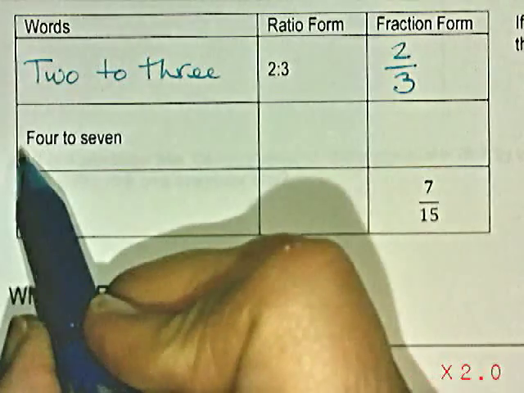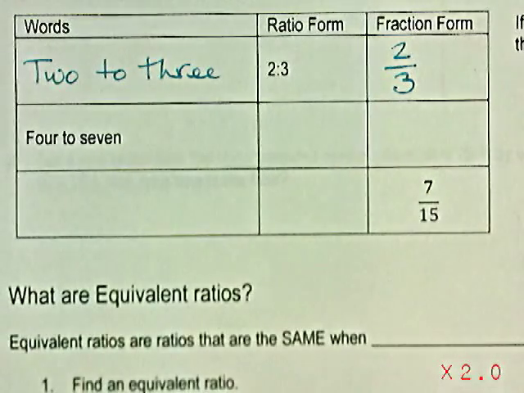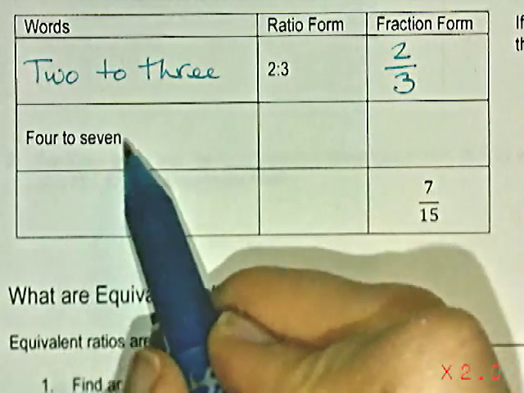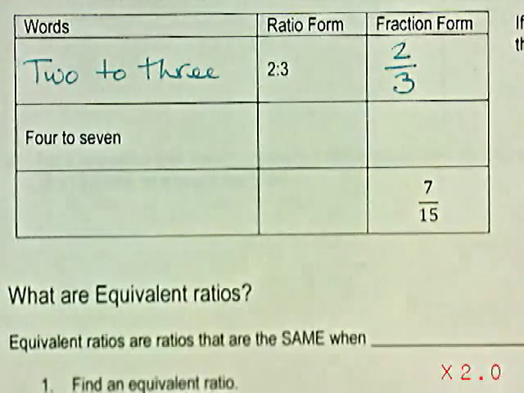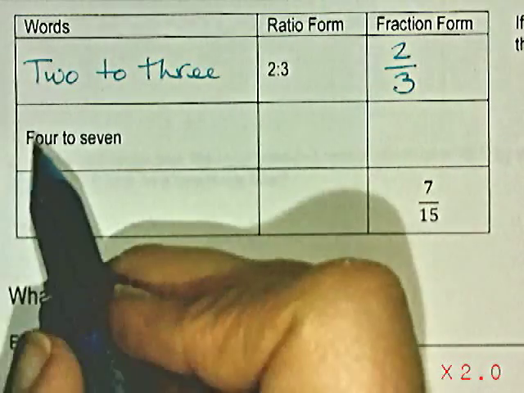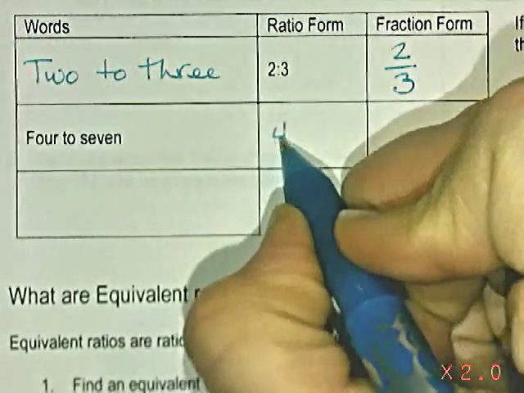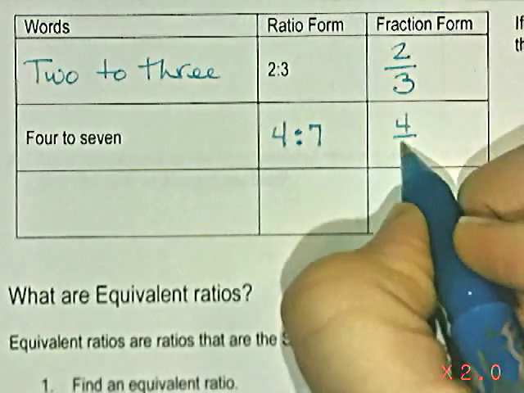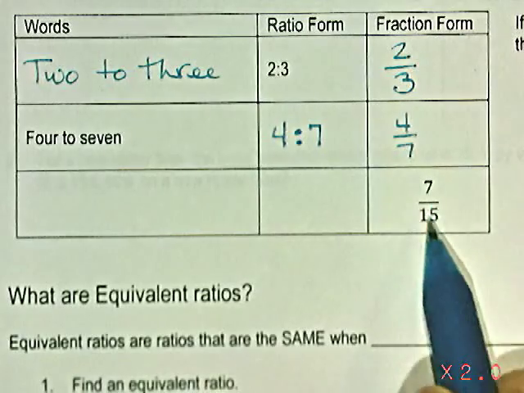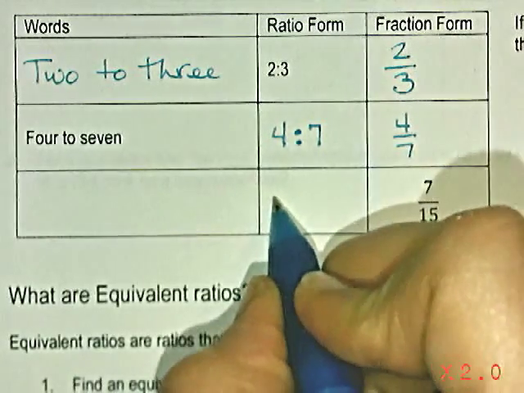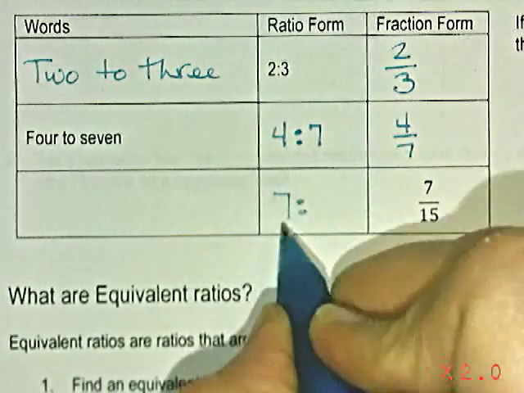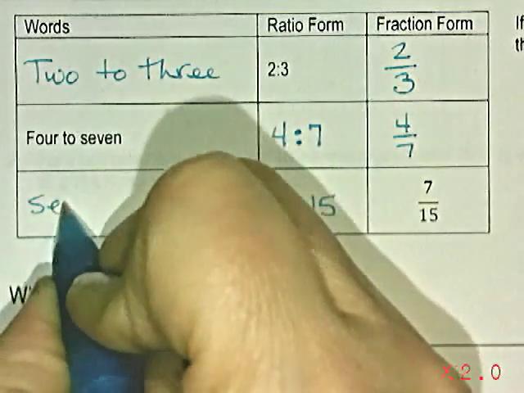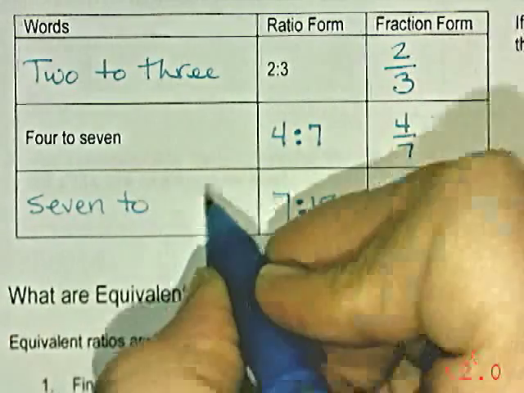If we compare 4 parts to 7 parts, perhaps we've got a recipe that we're making and we need 4 eggs to 7 cups of flour if we're making a great big recipe. Well, we would represent that with 4 parts to 7 parts, or 4 over 7. If we had a fraction 7/15, we could go backwards here and say we've got 7 parts to 15 parts, or we could write it in words, 7 to 15.